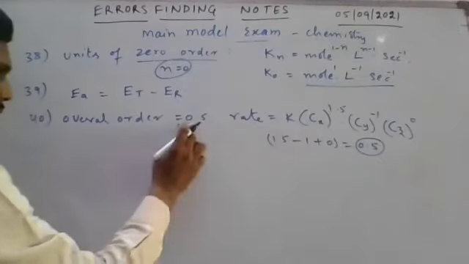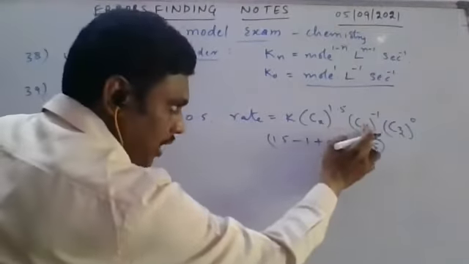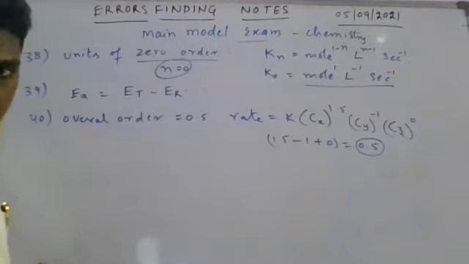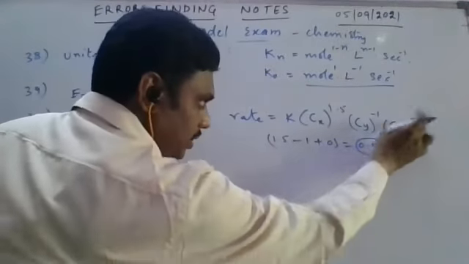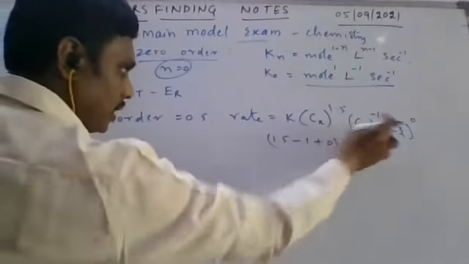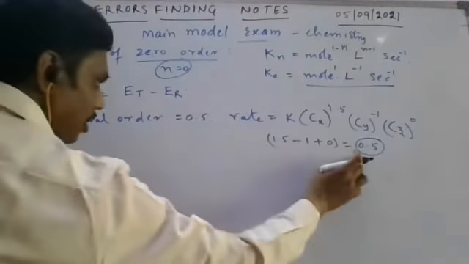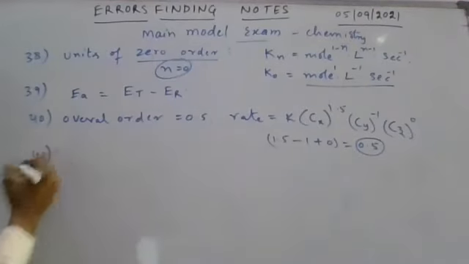With respect to x, order 1.5. With respect to y, order minus 1, a negative order. With respect to z, zero order. But what is the overall order? 1.5 minus 1 plus 0, so 0.5 is the overall order. Question number 41.